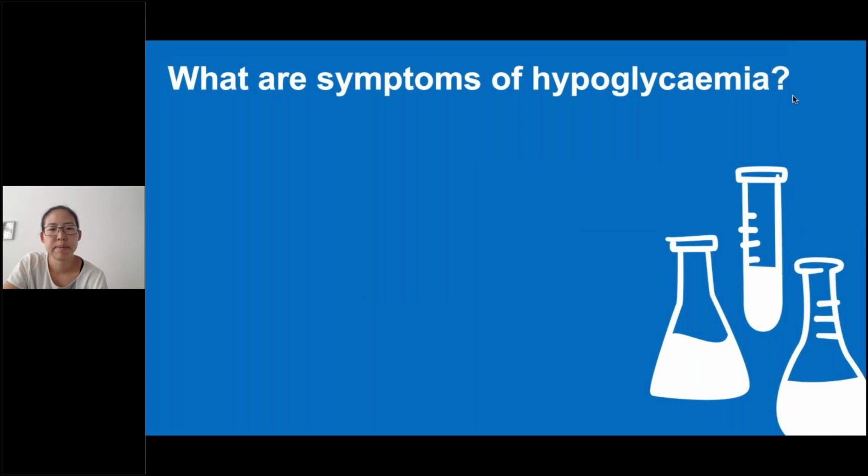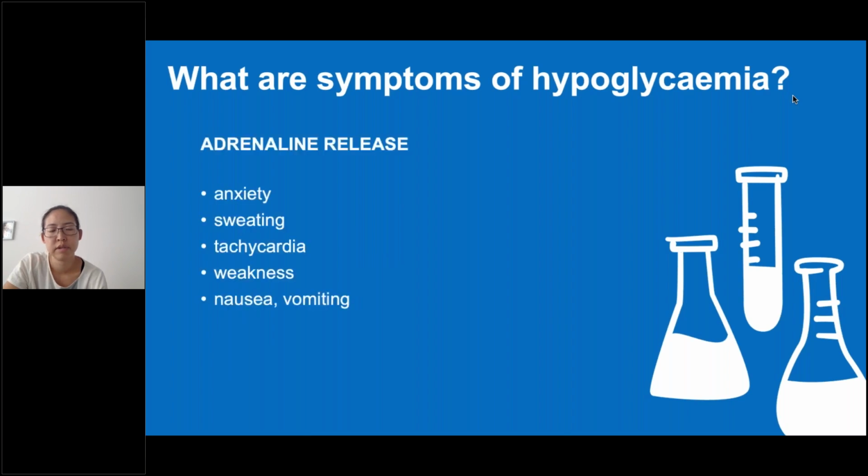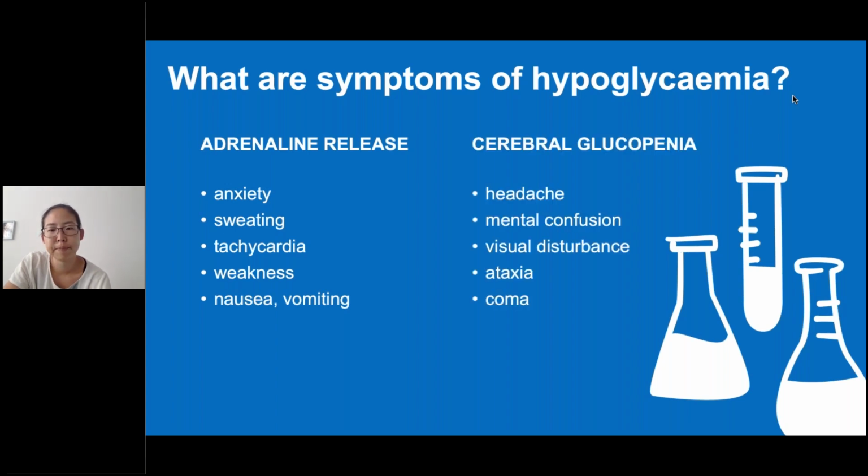We'll just go through simply what the symptoms of hypoglycemia are. I like to group them into 2 different categories. One is adrenaline release. So imagine you're running away from a tiger. The symptoms you get: you are anxious, you're sweating, you get tachycardic, you feel weak, you feel nauseous. Those are the symptoms you can get with hypoglycemia. And then the other group of symptoms are cerebral glucopenia. So you can get headaches, confusion, visual disturbances, you might be a bit unsteady on your feet, and ultimately a coma.